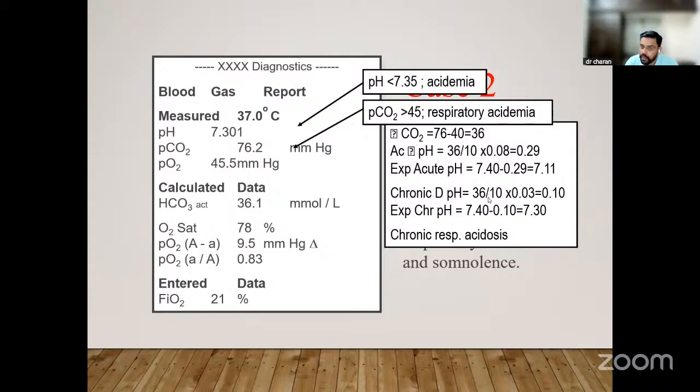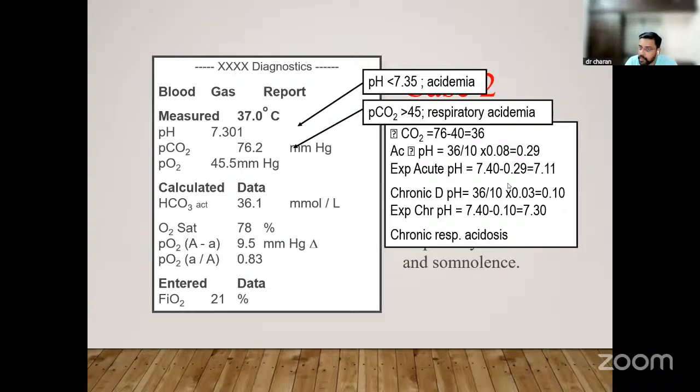For chronic, 36 by 10 into 0.03. So the change in pH should be 0.01. If you subtract it from 7.40, expected acute pH is 7.11. Expected chronic pH is 7.30. As you can see from here, if it is a chronic problem, pH is not very much deranged.